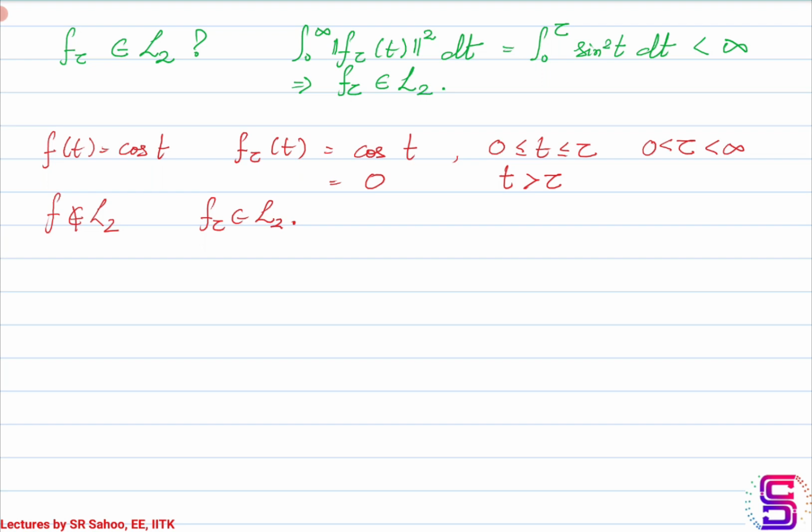Now, please note that when we're talking of these signals, we are not talking of whether the signal is continuous or discontinuous. We're just talking of some signals that exist. So this is what we have. Similarly, you can check for some other signals which do not belong to L2 but their truncated version belongs to L2. Now where is this whole discussion going?